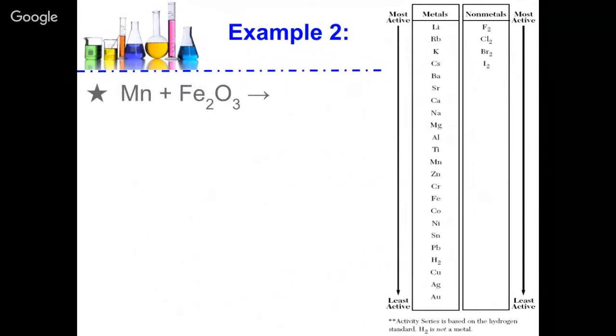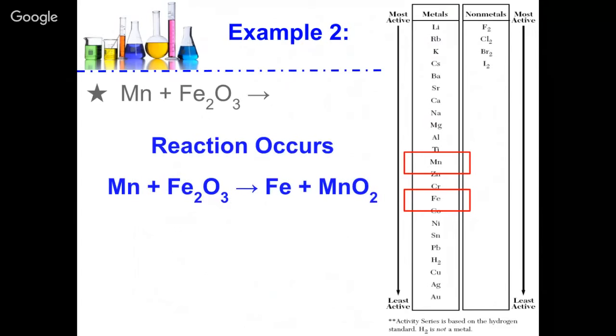Now let's look at this example. Manganese and iron(III) oxide. Manganese is up here and iron is below. So this reaction will occur. Our manganese and our iron will switch places, and the reason is that manganese is a more active metal, and so it will switch places with iron. This is going to take a lot of practice. Don't worry, we're going to do it in class to figure out whether or not these reactions will go or not.